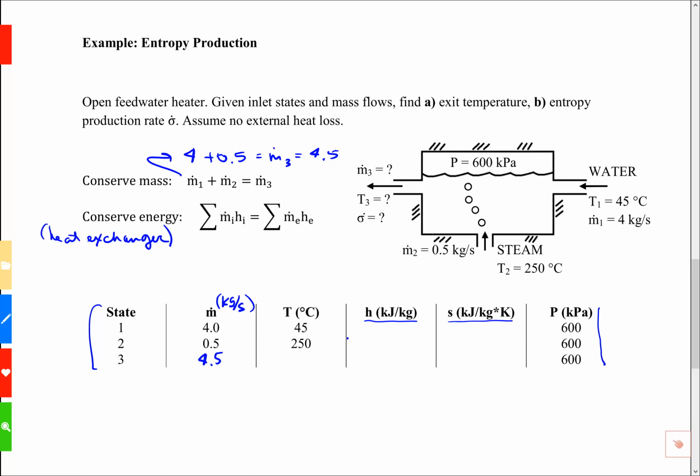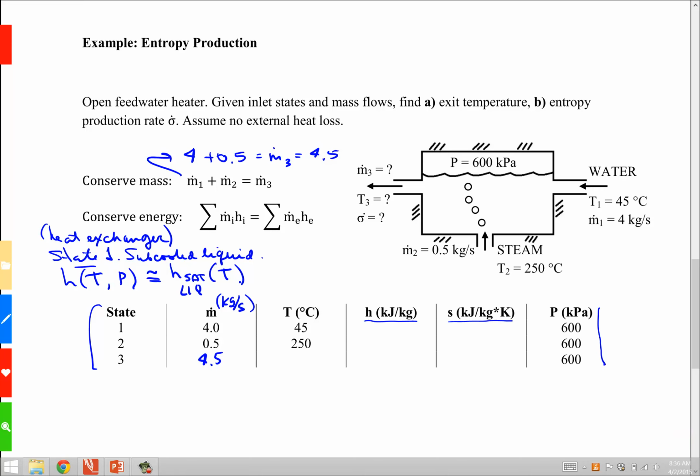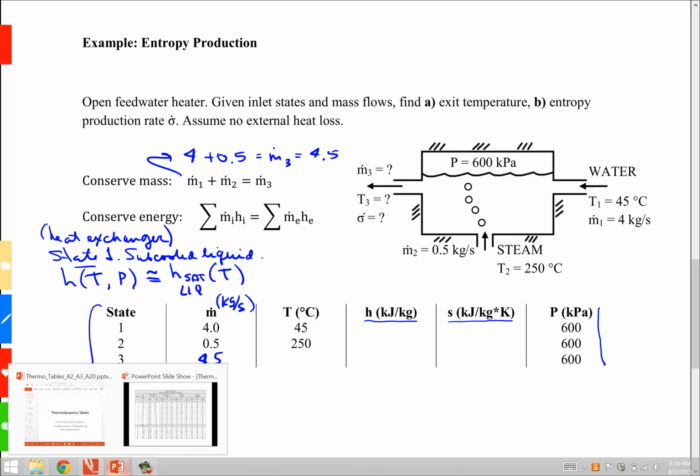So let's start with state 1. It's a subcooled liquid. At 45 C, at pressures above atmospheric, water is liquid. We're going to use the approximation that the enthalpy we're looking for at a particular temperature and pressure is approximately equal to H at the saturated liquid condition at the correct temperature. This is a good approximation for compressed liquid. We're going to do this for state 1. Let's go find a compressed liquid table, and find a saturated table and straighten this out.